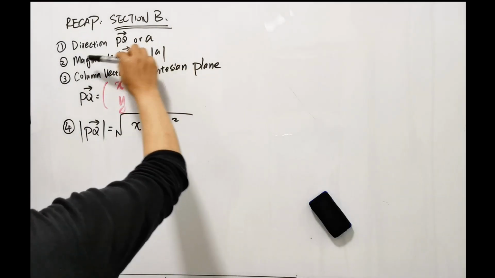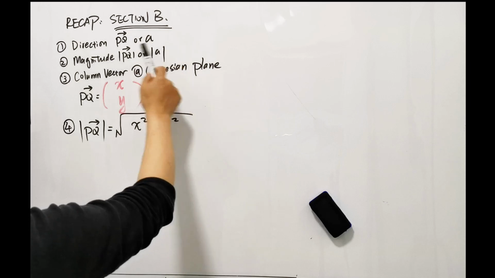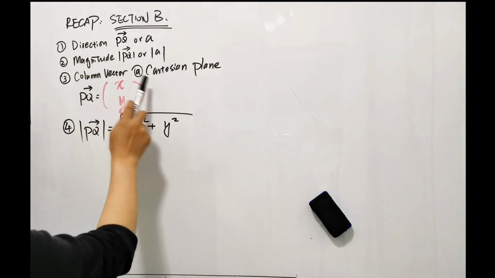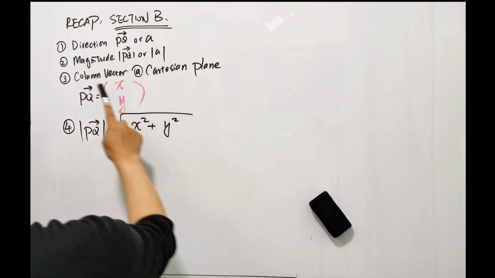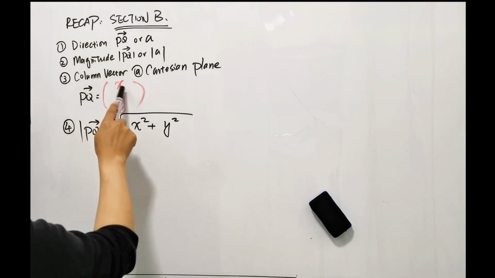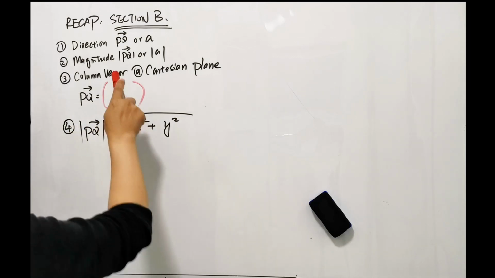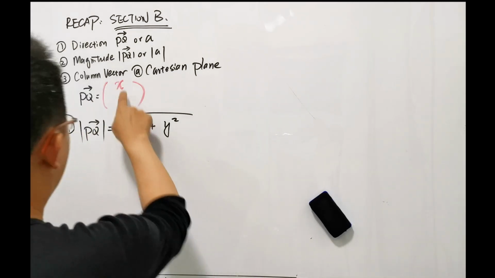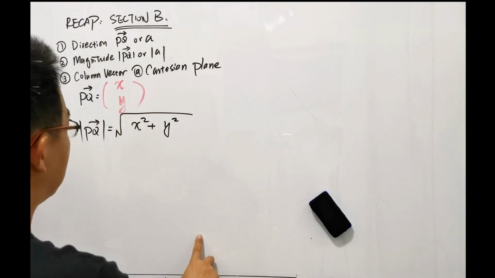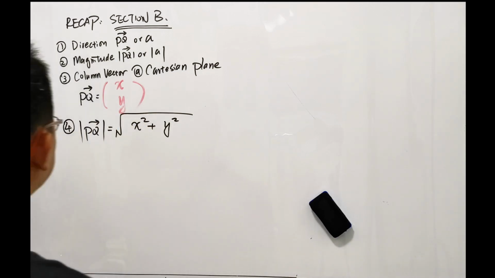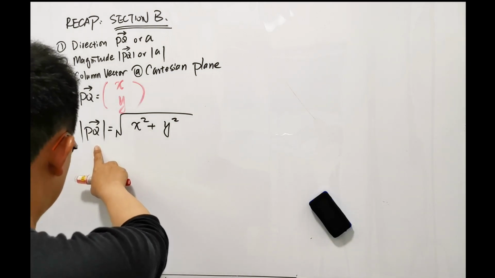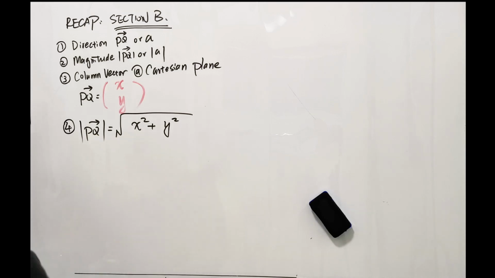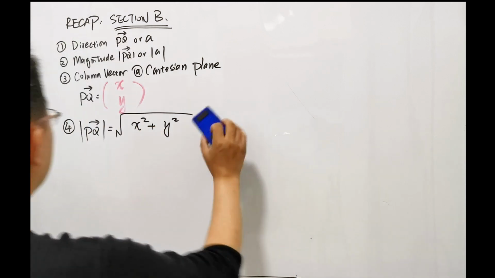Basically we have these four concepts. First, direction. Then how we represent the magnitude, what the symbol looks like. Then in the Cartesian plane, how we use the column vector to represent this, with x and y. Just remember, x is the displacement to the right and y is the displacement upwards. And then we also use the Pythagoras theorem to find the magnitude based on this right triangle formula. Okay, that's the recap.